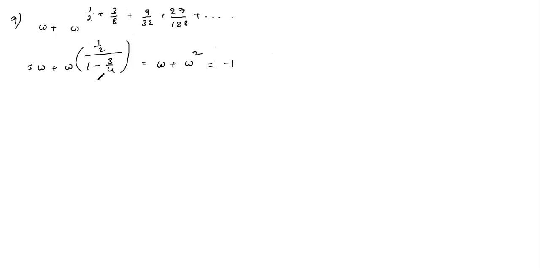In complex cube roots of unity, we have two formulas. Omega cube value is 1, 1 plus omega plus omega square value is 0. In complex numbers, we will get these two properties. So by simplifying, we will get minus 1 is the answer.